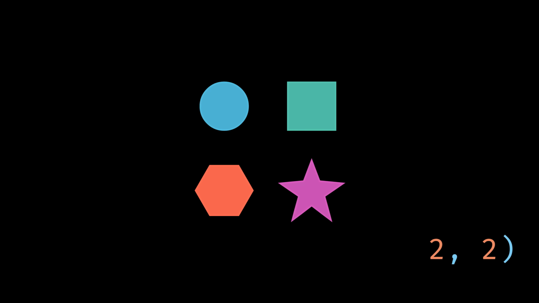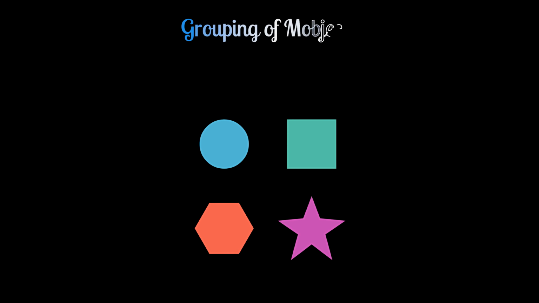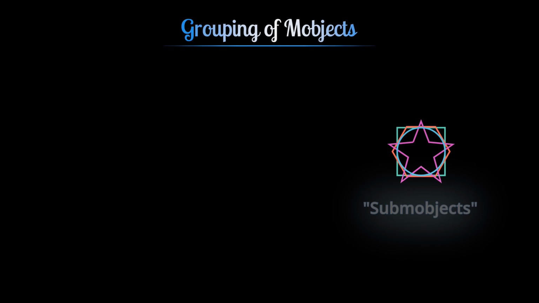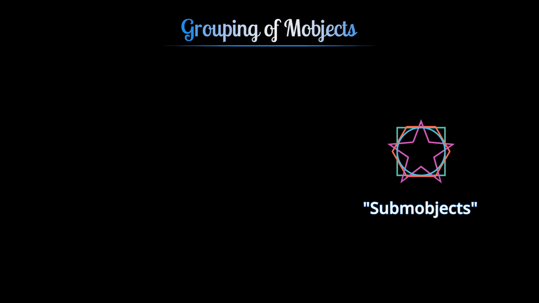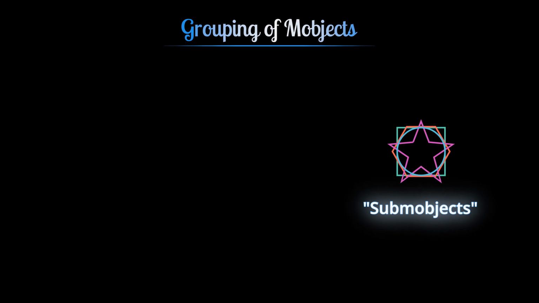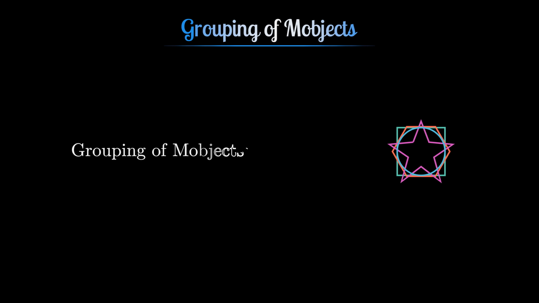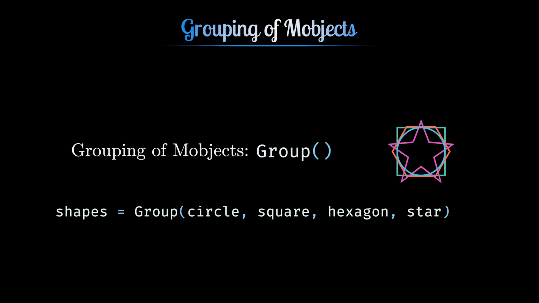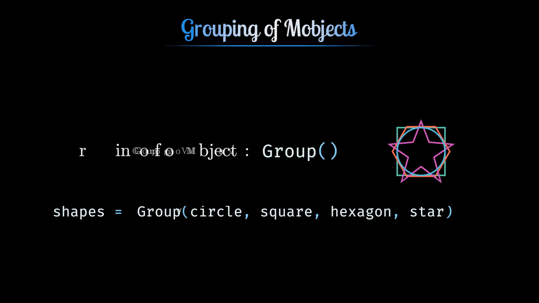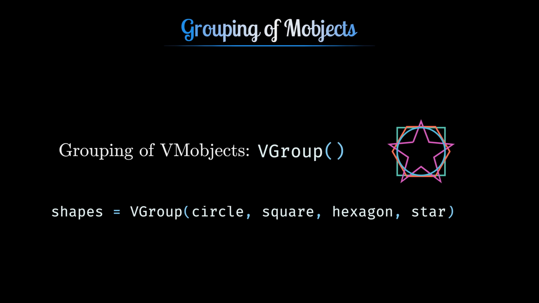You see how easily we transform the figures, set the same attributes, and arrange them in a particular fashion. This is called the grouping of M objects. And these shapes that we added to the variable shapes are called the sub-M objects. This is exactly how the class Group or VGroup works. Group is for the grouping of M objects and VGroup is for the grouping of VM objects.